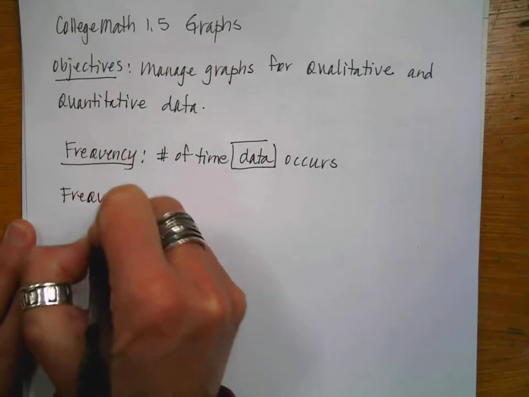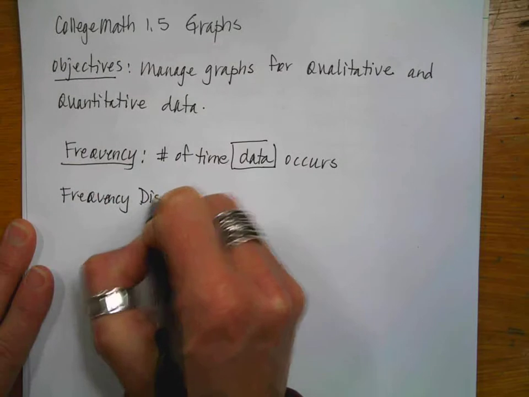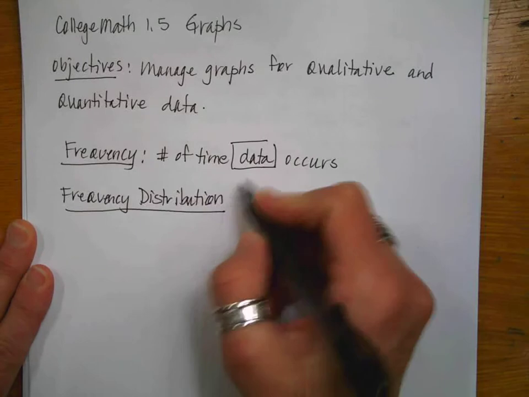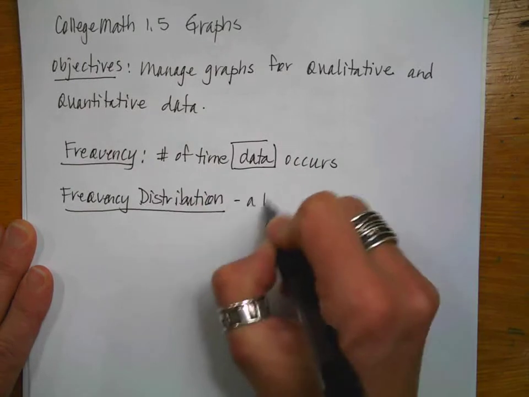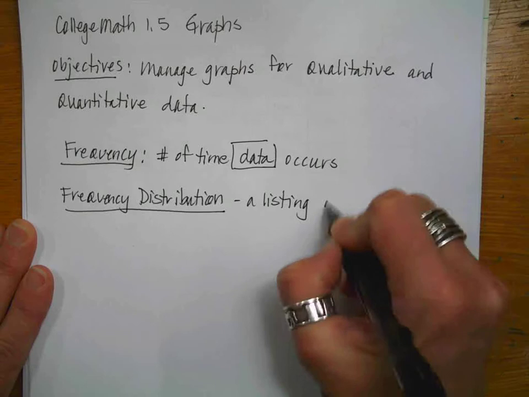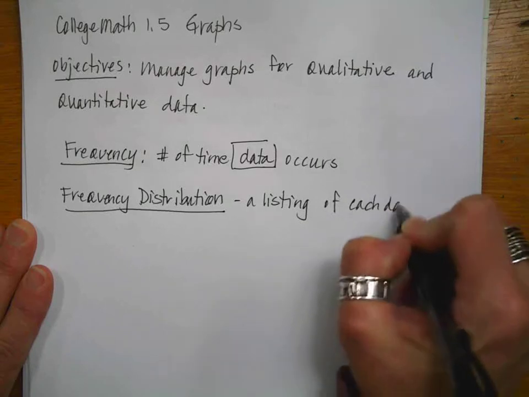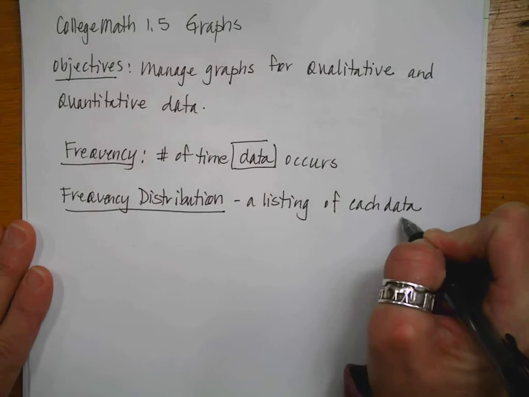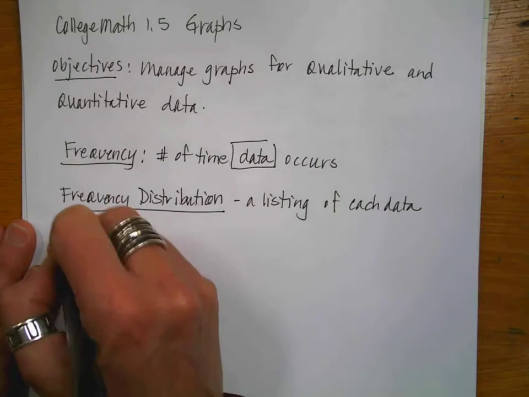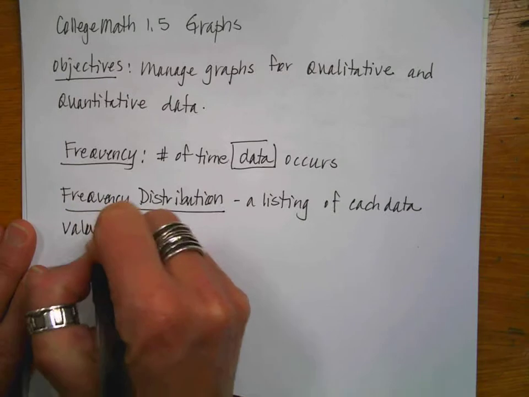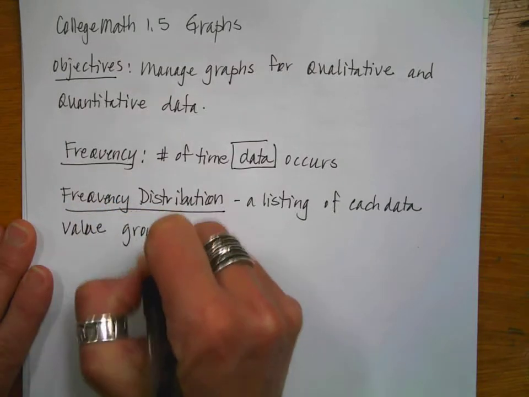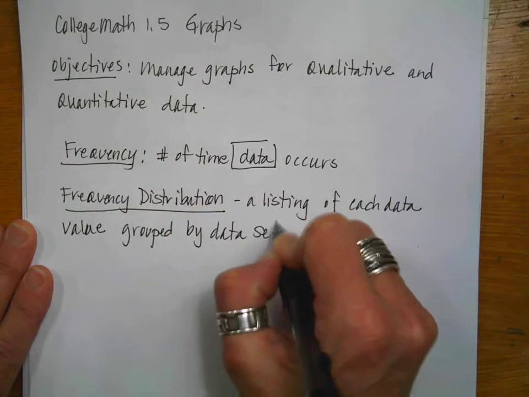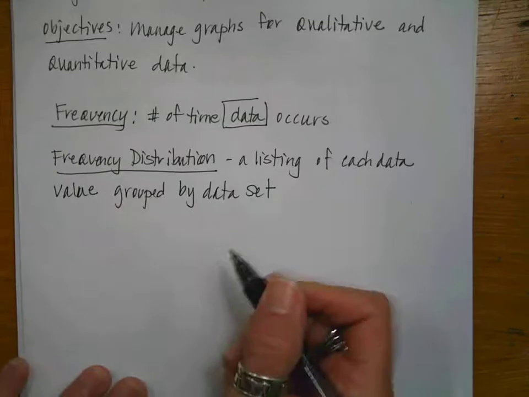The frequency distribution, it's a long couple of words, is a listing of each data value. And data maybe is a question that I ask, or it's a result from a survey. So it is the data value grouped by data set. And again, as we look at an example, some of these will be a little bit more familiar.